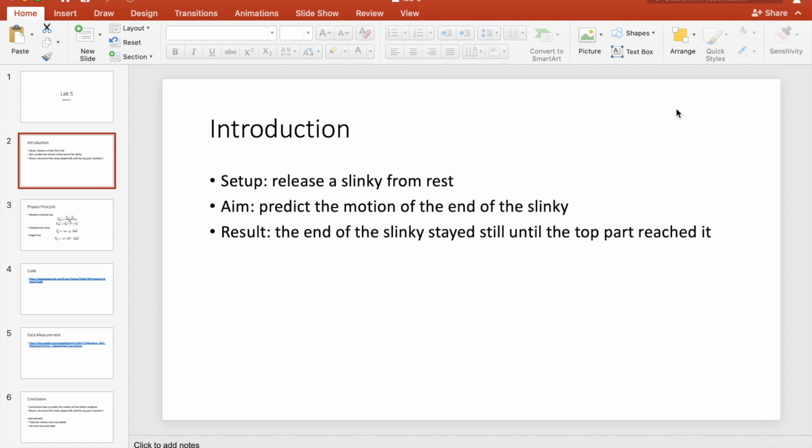Here's the introduction. The setup is that I held the head of the slinky to make it stable, and then I released the slinky from rest. The aim of this lab is to predict the motion of the end of the slinky. The result is that the end of the slinky stayed still until the top part reached it.